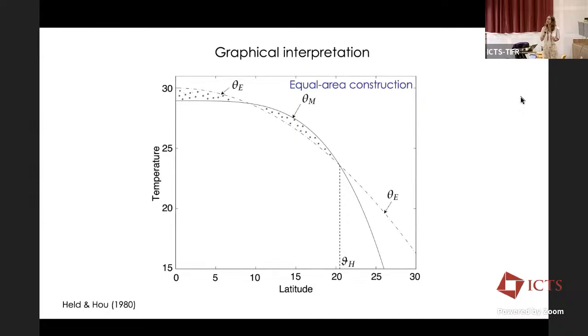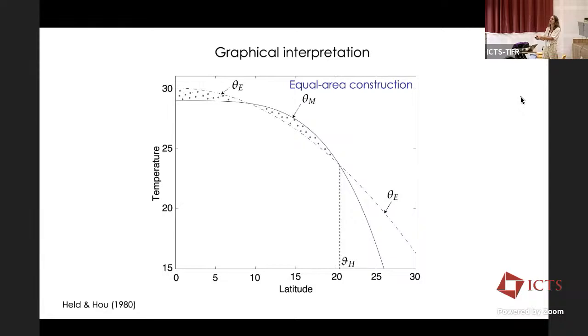So this is the analytical theory, but in reality, the interpretation is very, very simple. And this is where I want to show you what the graphical interpretation is really telling us. This is taken from Held and Hou 1980. Actually, it's a revised version by Wallace. But basically, the dashed curve here represents the temperature that you would get in radiative convective equilibrium.